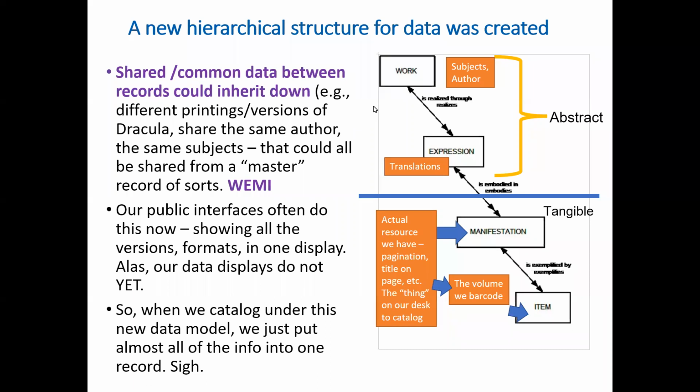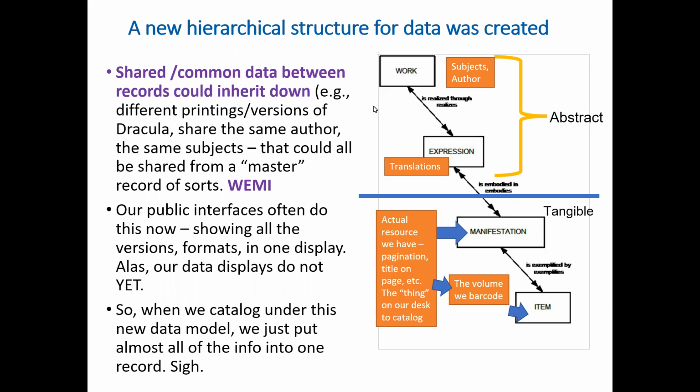And this is the idea behind WEMI, which is work, expression, manifestation, and item. That is a hierarchy of data. So it would be breaking a bibliographic MARC record up into 3 or 4 parts, because the item part of it gets a little bit squiggly, since that's more like a barcode record. And we typically create the barcode record below in our hierarchy. But the idea is that the work, expression, manifestation piece of it would be all of that information about our resource. And then we would have the actual item that we're barcoding.